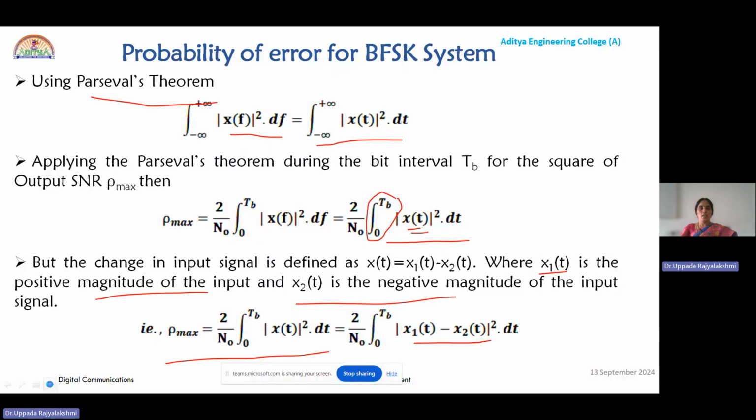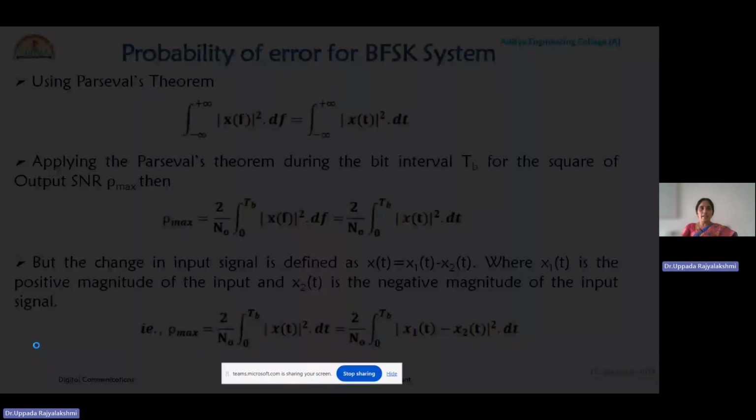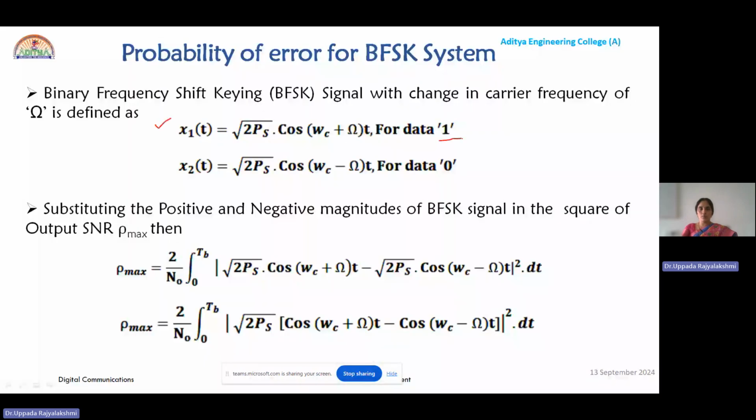And remember that for FSK, x1(t), that is when the input data bit is 1, you will have a change in the carrier frequency to a higher magnitude. Let us assume it as capital omega. This is for data bit 1. For data bit 0, the carrier frequency is reduced by some magnitude. Let that change in magnitude again be capital omega. So plus omega represents the higher frequency for data bit 1 and minus omega represents the lower frequency for data bit 0.